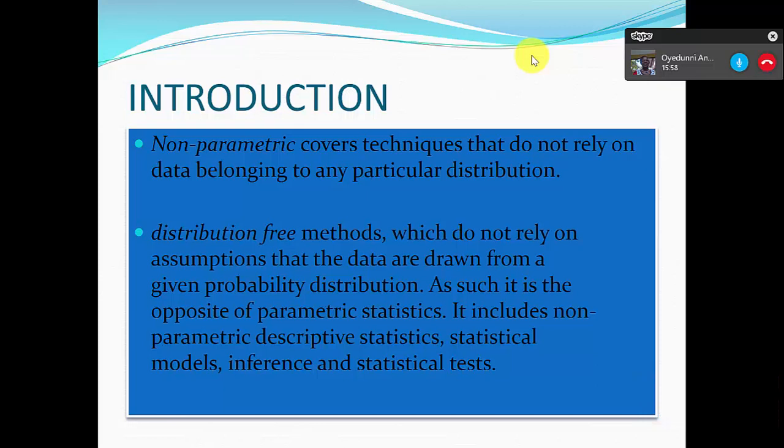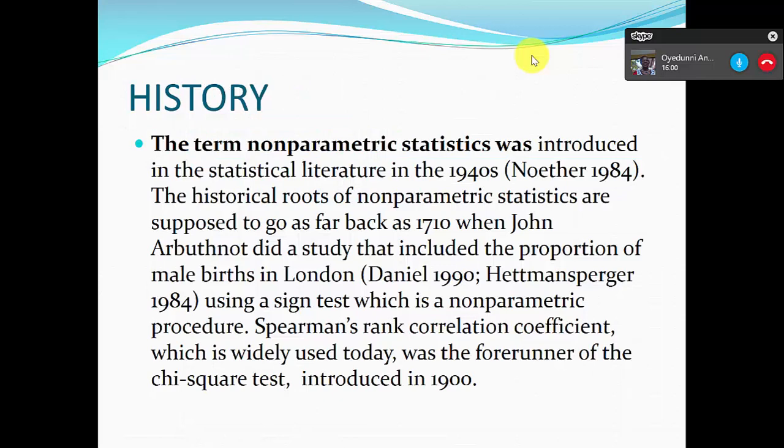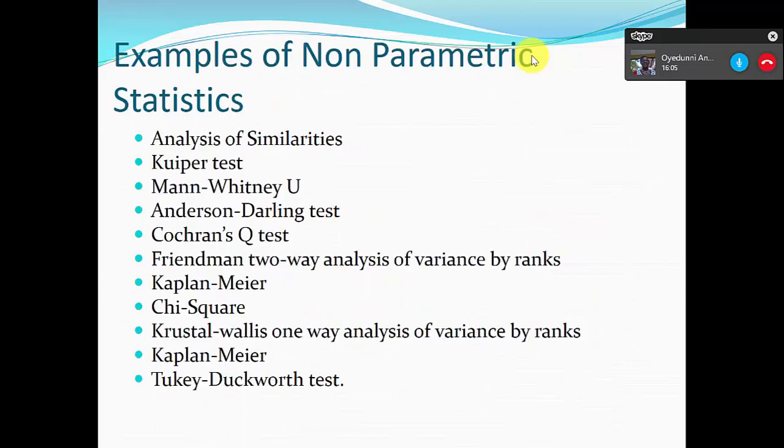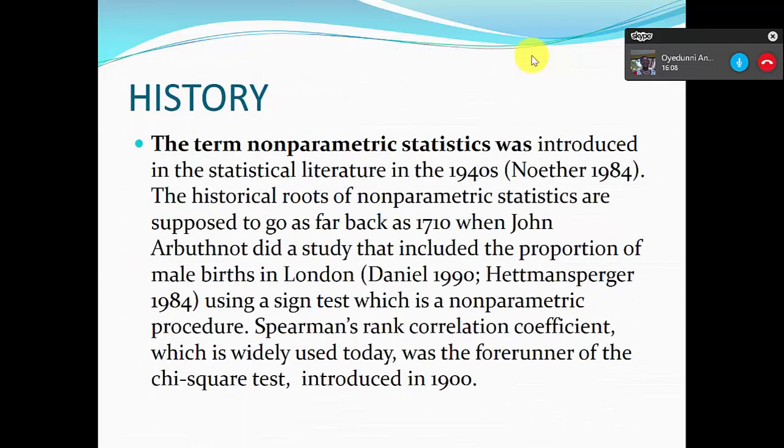Slide 3. The term non-parametric statistics was introduced in the statistical literature in the 1940s. The historical roots are supposed to go back as far as 1710, when John Arbuthnot did a study that included the proportion of male births in London using a sign test, which is a non-parametric procedure. The rank correlation coefficient is widely used today, and it was the forerunner of the chi-square test introduced in 1900.